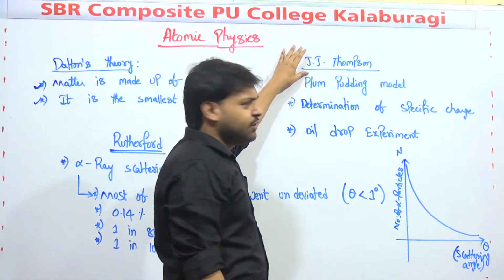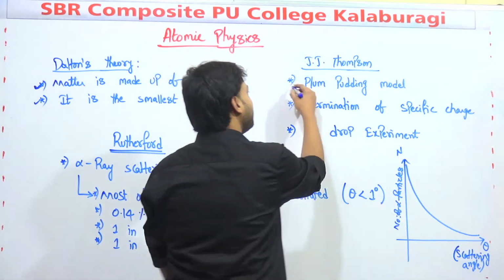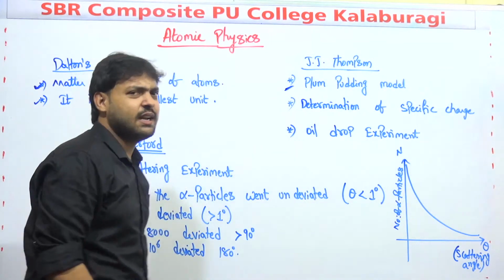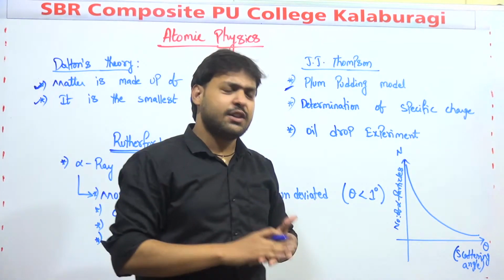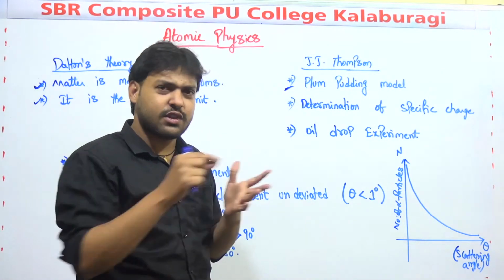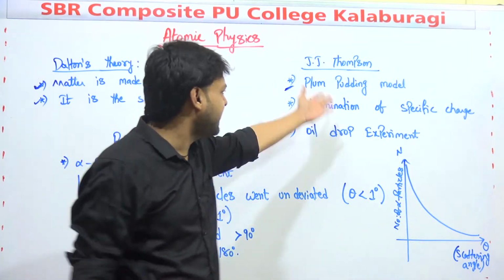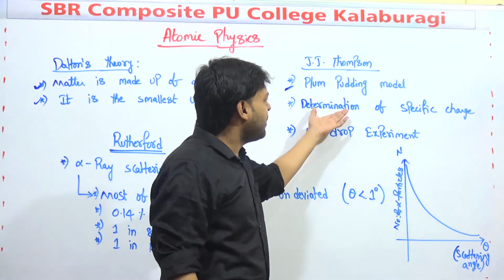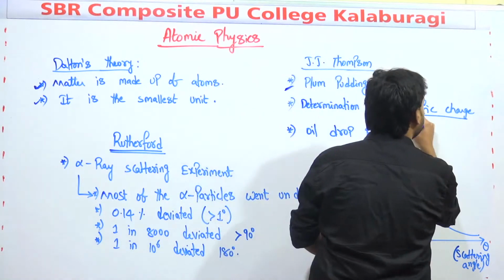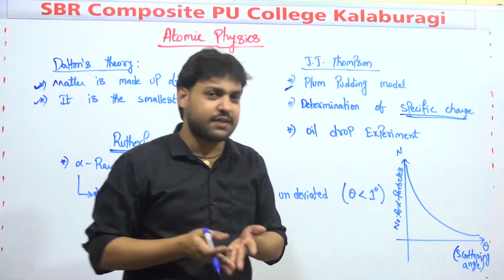Next, who took up that project? Thomson. He made some changes. He said the atom is neutral, and inside the atom the matter is positive, and electrons are there like the seeds in a watermelon. He said this in the plum pudding model. Later on he gave an experiment on the specific charge, charge per unit mass. That experiment we have seen.